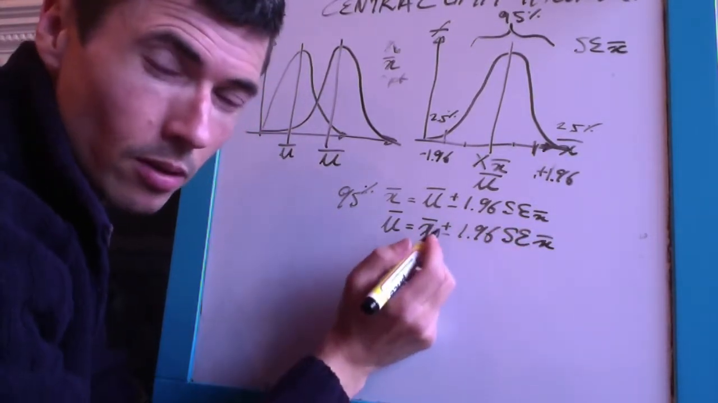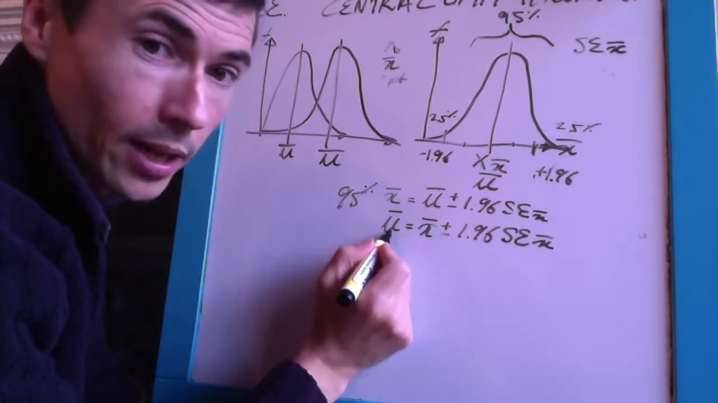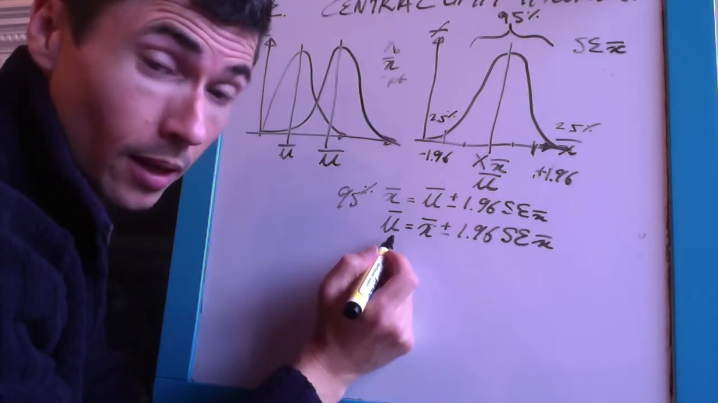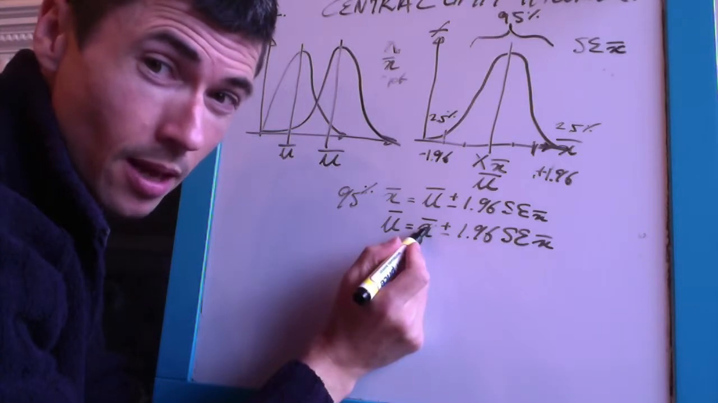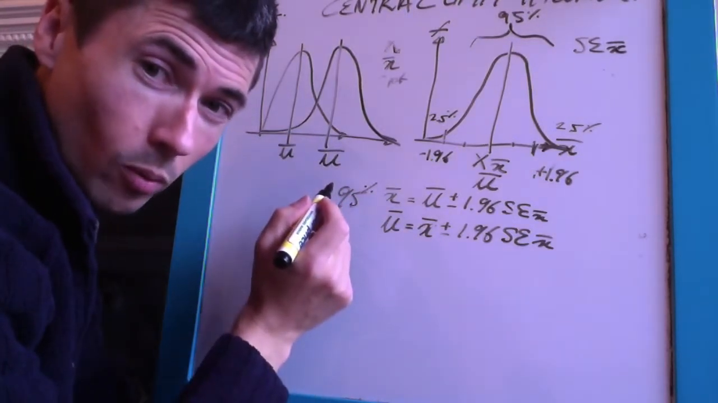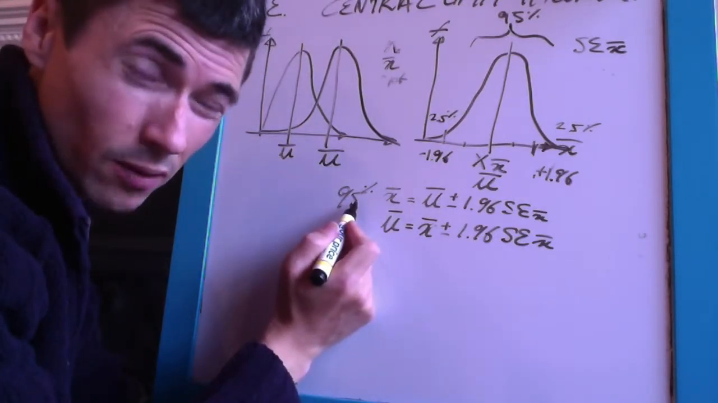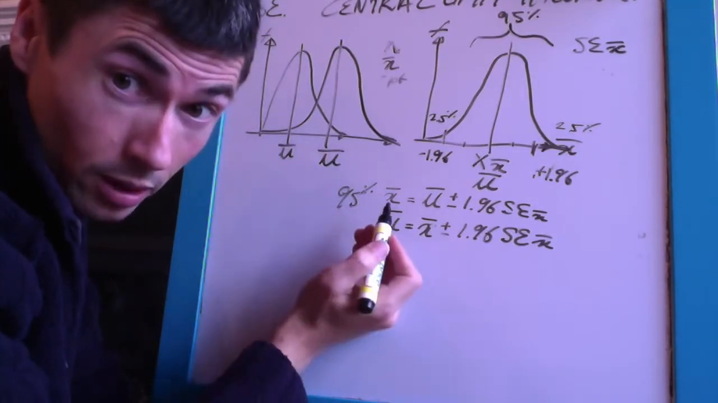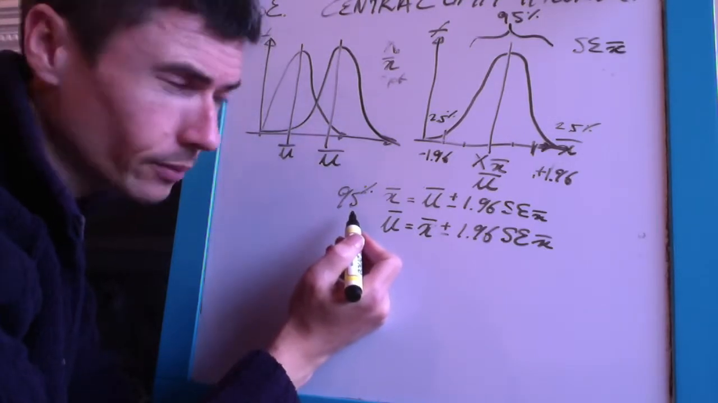And suddenly that's really useful, because it's giving us a range within which our population mean is likely to be. We take a sample, calculate a mean, and from that one sample we form a range within which we can say we're 95% sure that our population mean lies. It might not, there's a 5% chance it won't, but there's a 95% chance it will.